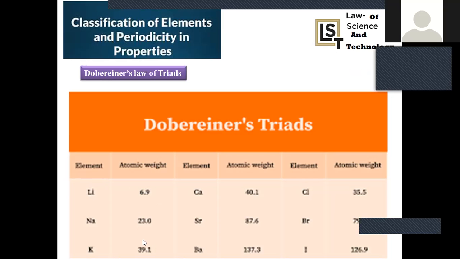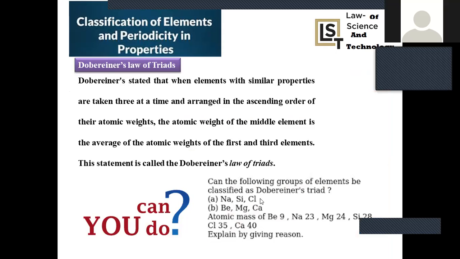So this is an assumption. What he made into triads, for each and every triad, it was applicable. That is the important assumption given by the Dobereiner triad: the average of the first and third element is the exact mean of the central metal, right? So this statistic is called Dobereiner's law of triads. Based on this, a practice question is given to you. I'm not going to solve this one. This is the question which is for practice.